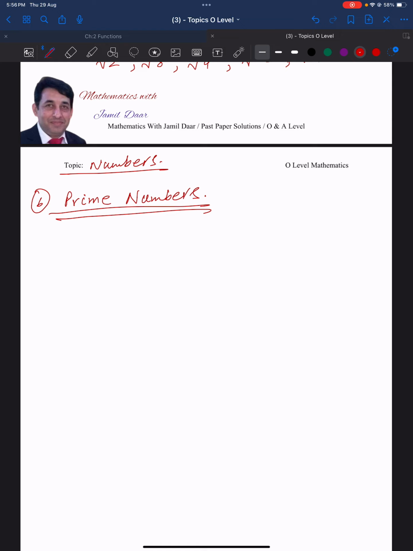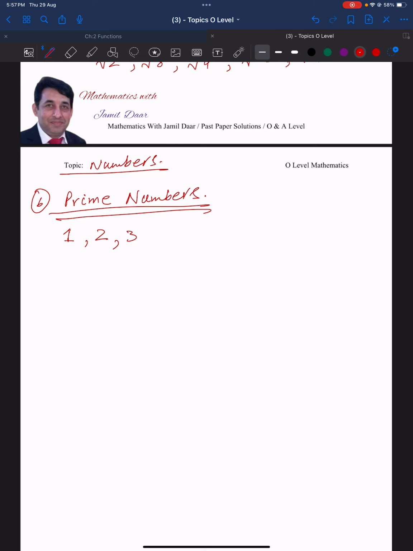Like 2 can be divided by 2 and 1. 3 can be divided by 3 and 1. 1 is not a prime number because 1 is divisible by 1 only. So it has only one factor, so it doesn't actually satisfy the definition of prime numbers.